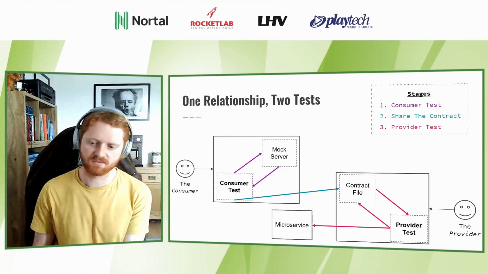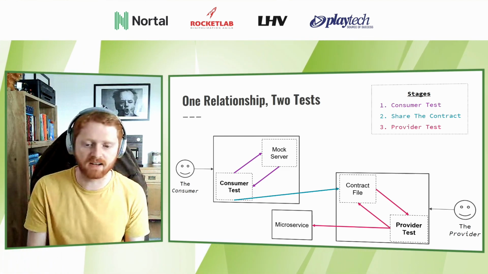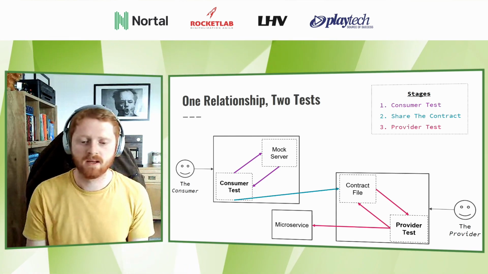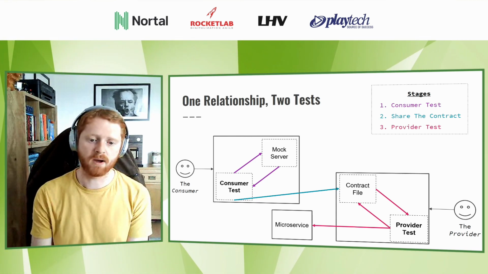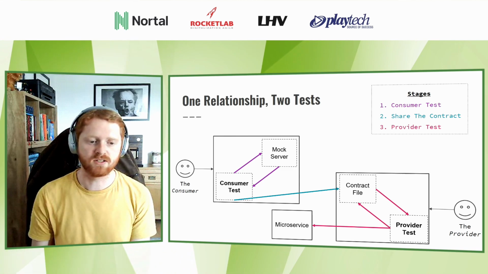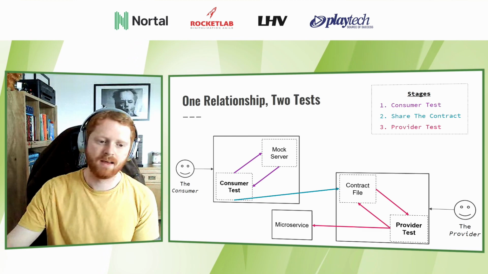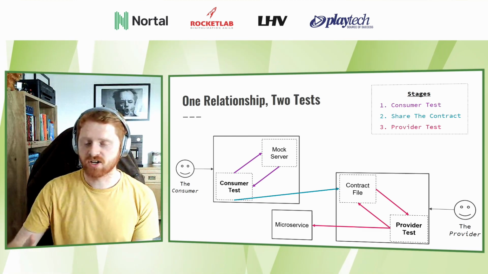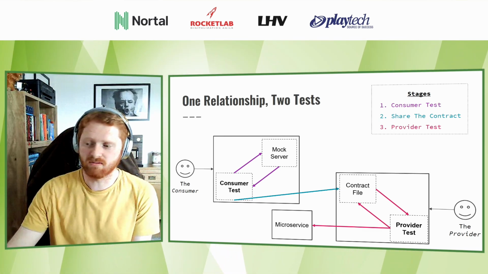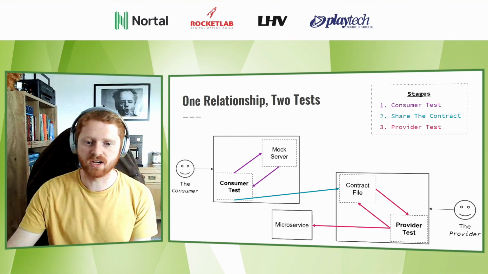But if the test fails, the provider now has a failing test in their pipeline. They need to go speak to that consumer and talk about why it failed. Maybe the consumer is using the mock in a way they wouldn't expect. Or maybe the provider has changed the feature set in a way that is going to break that relationship.